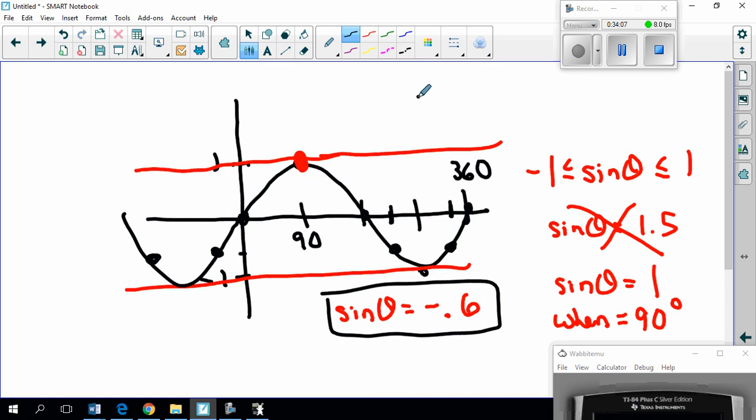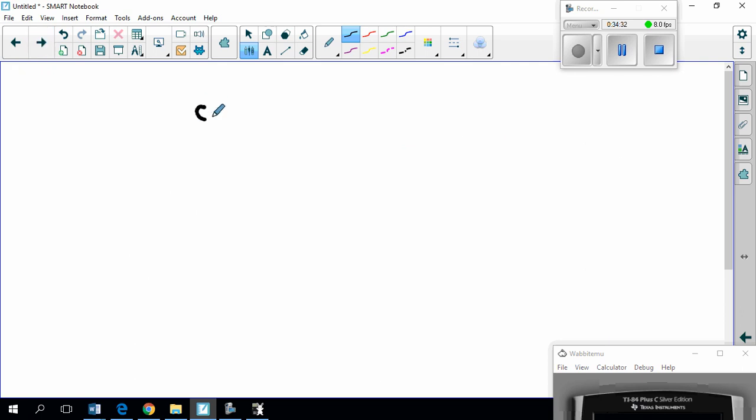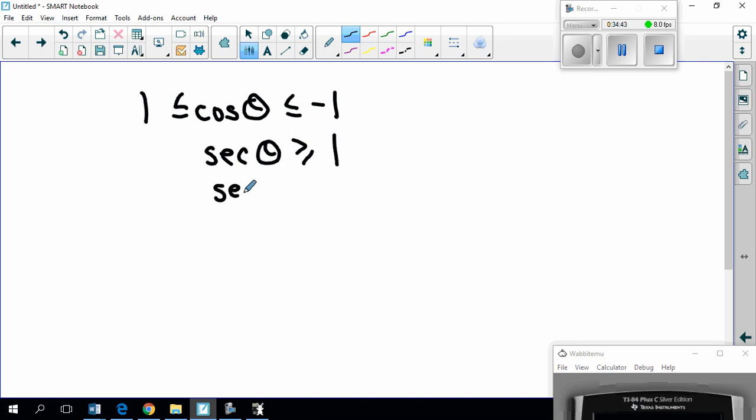And cosecant theta is bigger than or equal to 1, because it's flipped up. And cosecant of theta is less than or equal to negative 1. So by looking at the graph, way easier to explain. Now the same with cosine theta, looks just like sine theta. And secant theta is bigger than or equal to 1. And secant theta is less than or equal to negative 1.